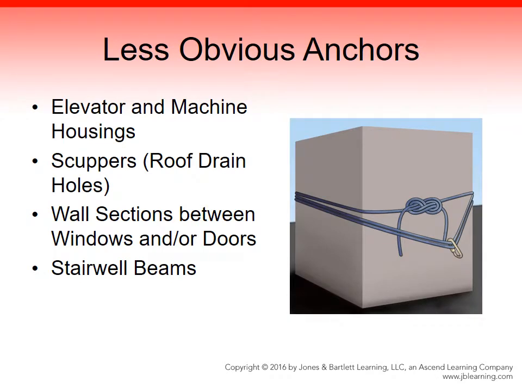There are some less obvious anchors out there. For some of these anchors you will have to do some creative thinking. For example, you can use elevator and machine room housings, the roof drain holes, wall sections between windows and doors, and stairwell beams. When using some of these anchors, it may take up a good bit of rope. Make sure you're using edge protection on your corners in rough areas.